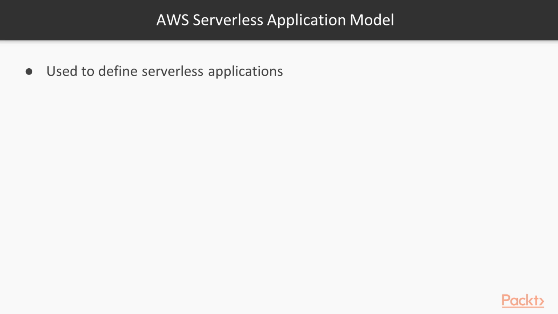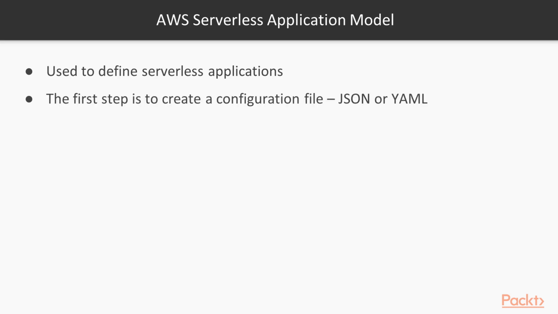Now, if you want to use the AWS Serverless Application Model, the first thing you have to do is create something known as a configuration file. This is nothing but a JSON or YAML based file. In this file, you basically define the resources that need to be created. So remember that you are creating a serverless application end to end.